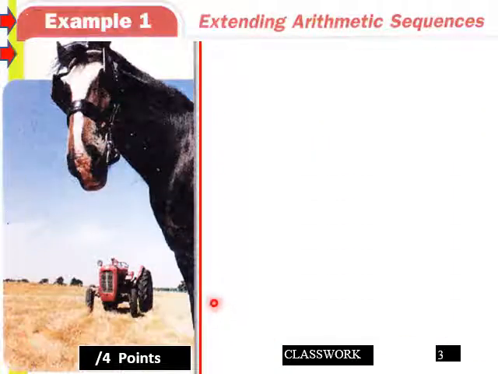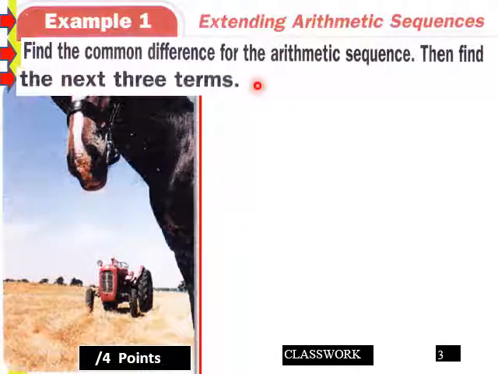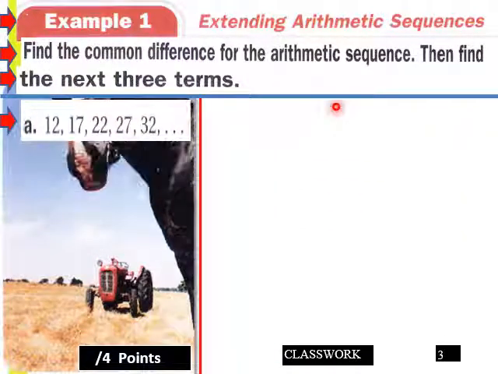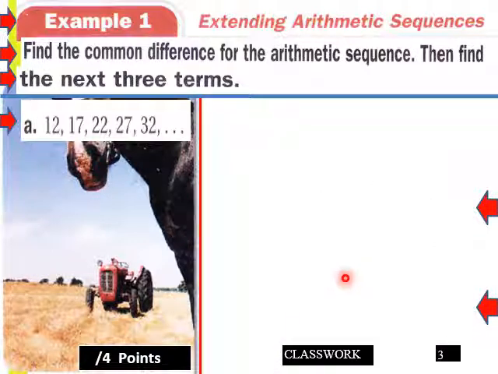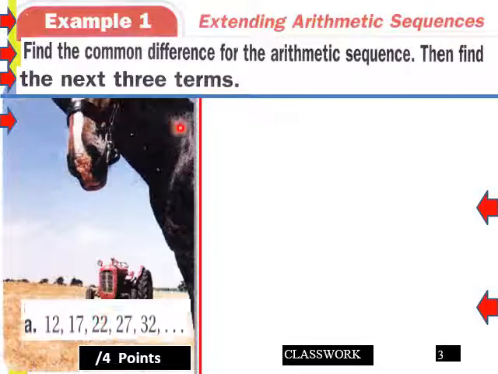Now an example, extending arithmetic sequences. Find the common difference for the arithmetic sequence, then find the next 3 terms. So here we have a sequence: 12, 17, 22, 27, 32. Some of you probably already got it. We have a difference here of 5. So then the next 3 terms will be what? It would be 32 plus 5, 37, 42, 47. You got 5 between each of these.